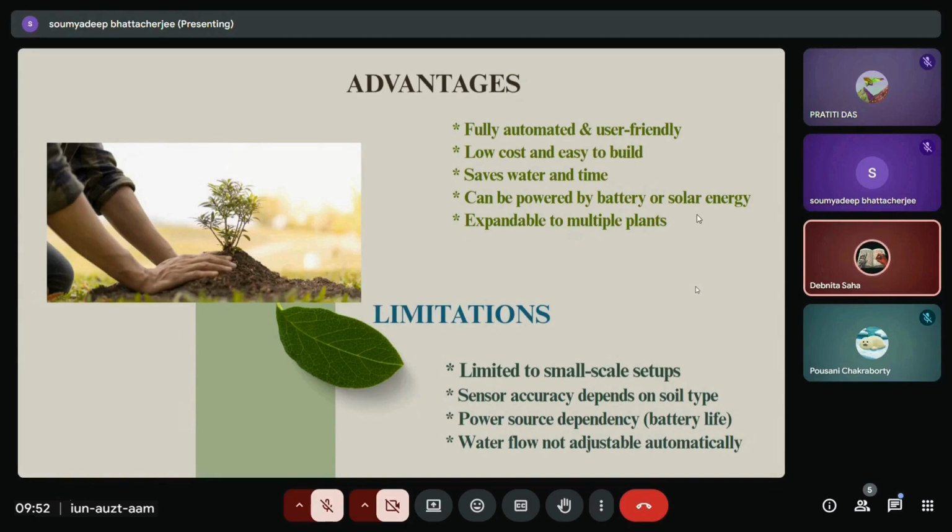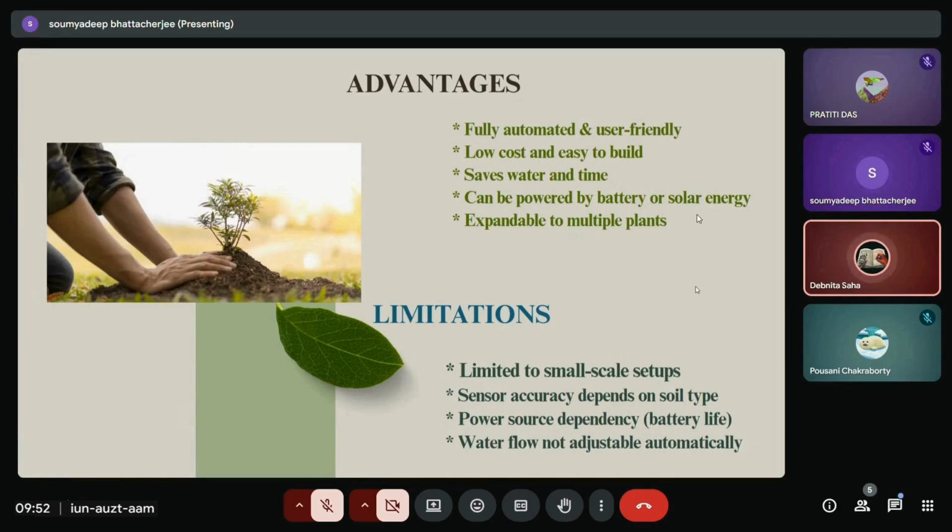Finally, the system is scalable. You can easily expand it to multiple plants or larger fields just by adding more sensors and pumps. The code can be modified to include new features. Let's take an example like IoT monitoring, temperature sensing, or even nutrient control. So it's not limited to small home gardens. It can evolve into a smart agricultural system with minimum cost and effort.